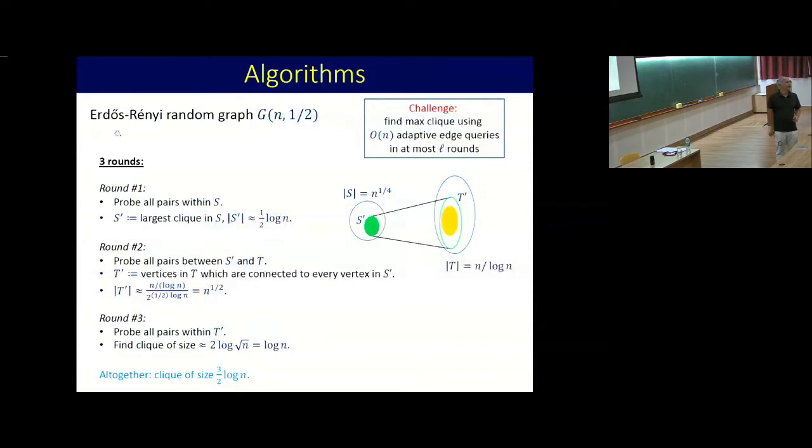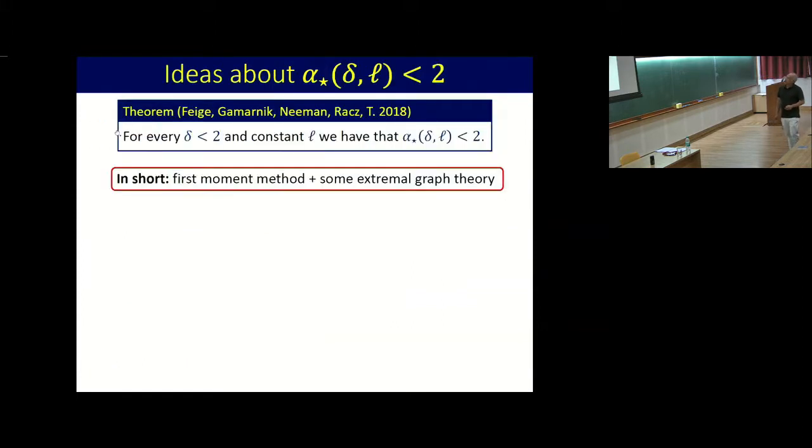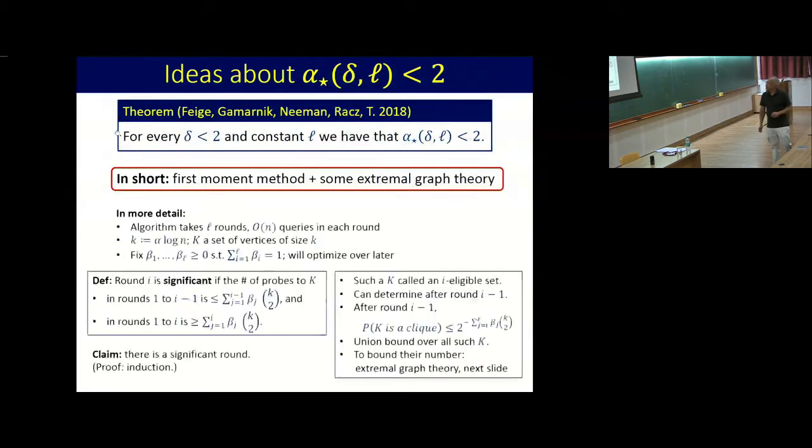Now we run out of algorithms. Nothing more we know how to do. Okay, this part is quite technical. Let me at least try to give some idea. So again, this is first moment plus graph theory, combinatorics type stuff.